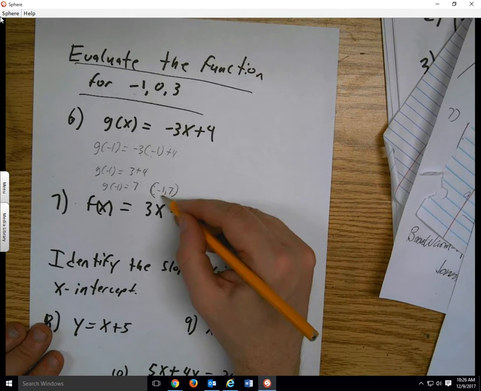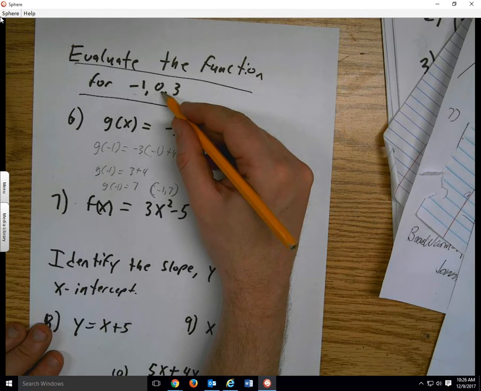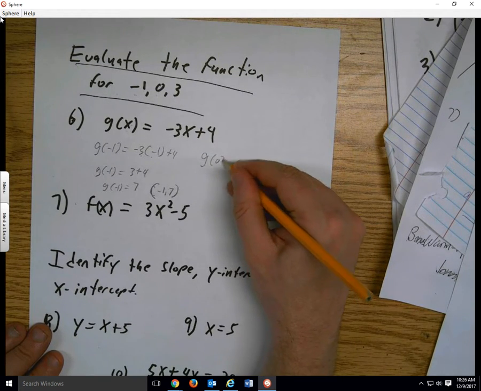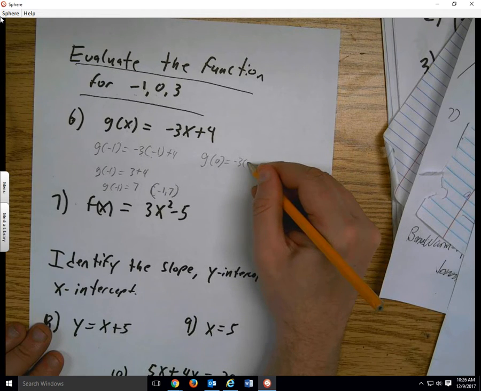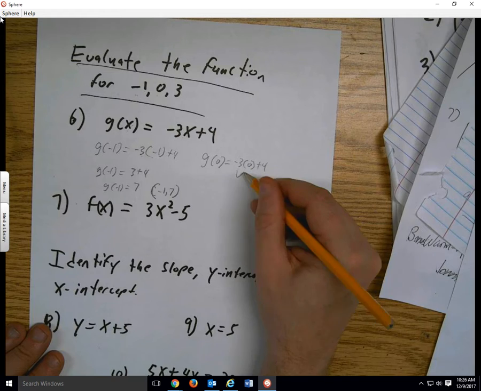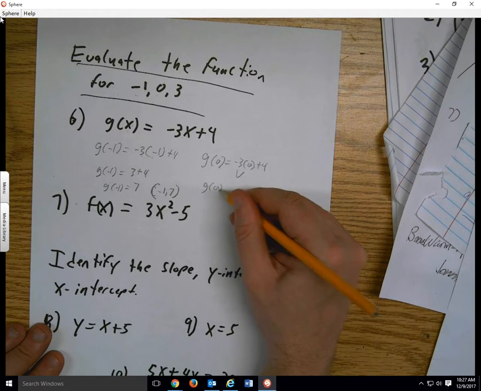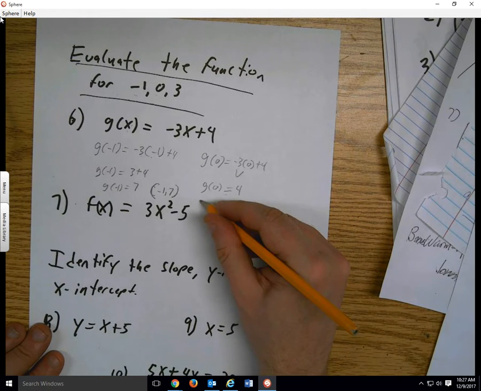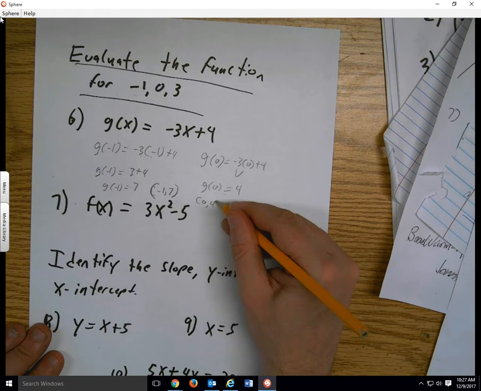Okay, you tried a negative 1, now we need to substitute in a 0. So g of 0 equals negative 3 times 0 plus 4. A negative 3 times 0 is just 0, you don't even have to write it. So g of 0 would equal 4. If you input a 0, your output is a 4.